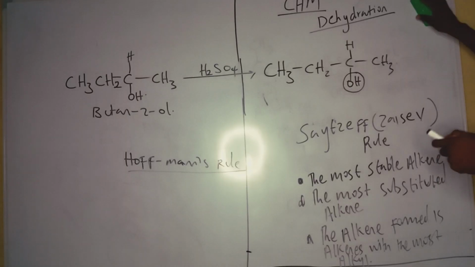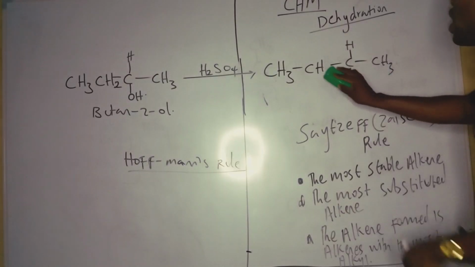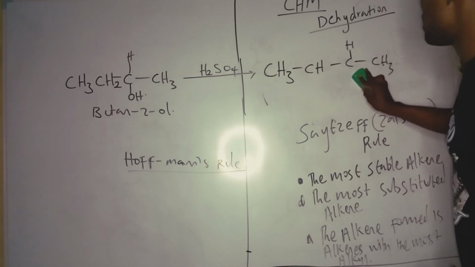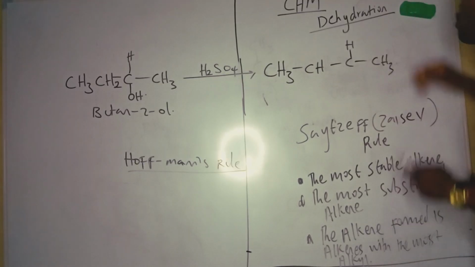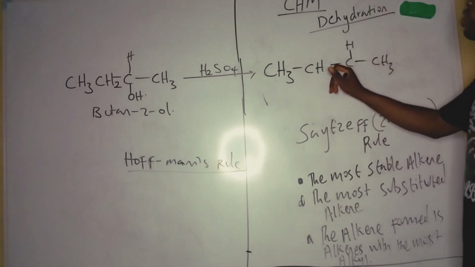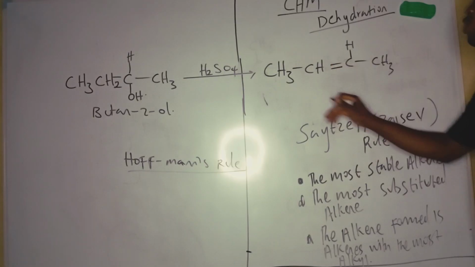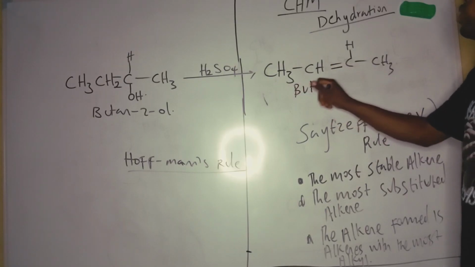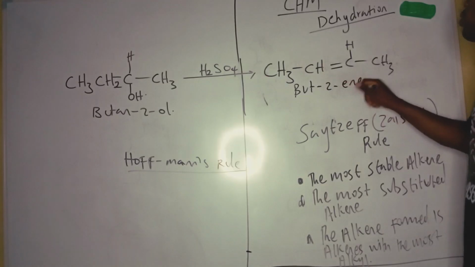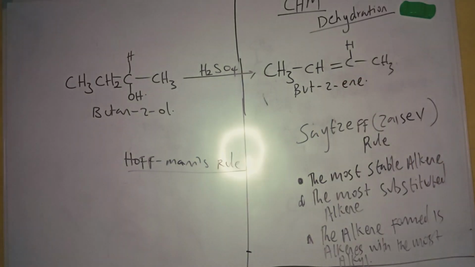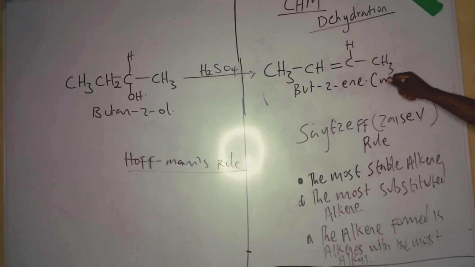So what's going to be our product in this reaction? I remove the OH, I remove H from here. Why? Because that carbon is having lesser amount of hydrogen. So this is going to be my product. I'm going to get but-2-ene as the product. In this reaction, but-2-ene is going to be the major product.